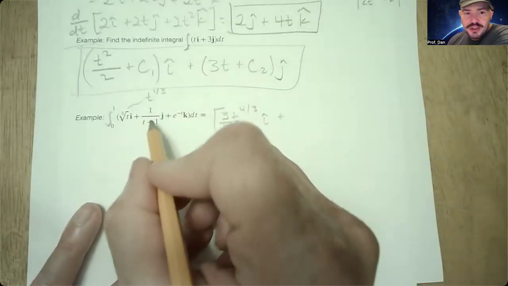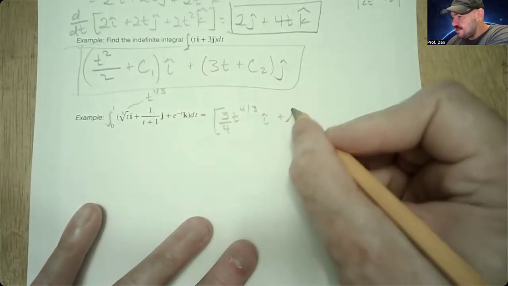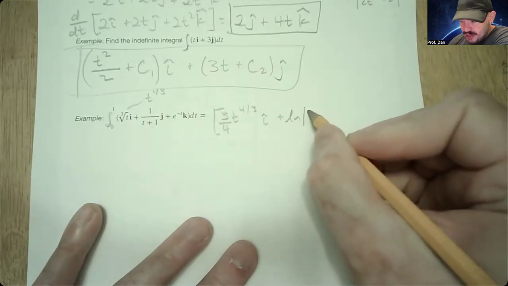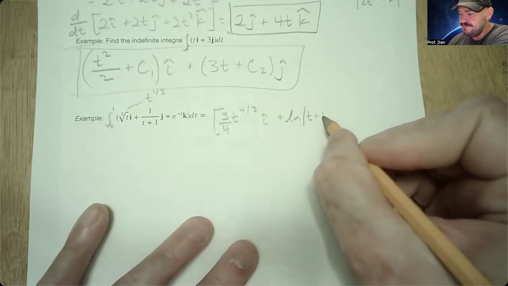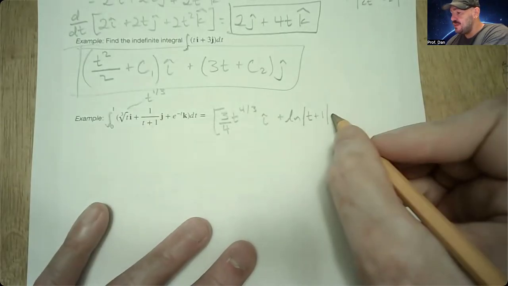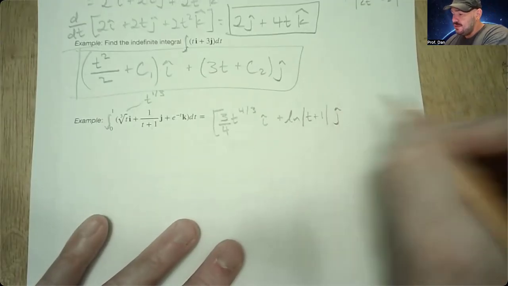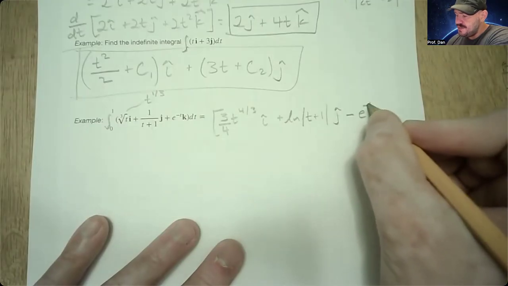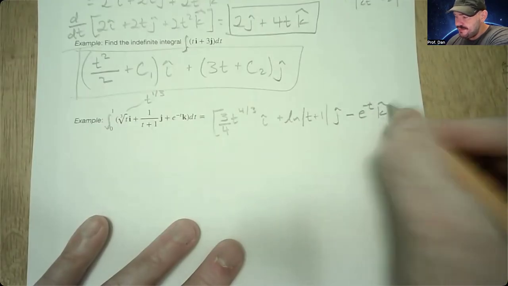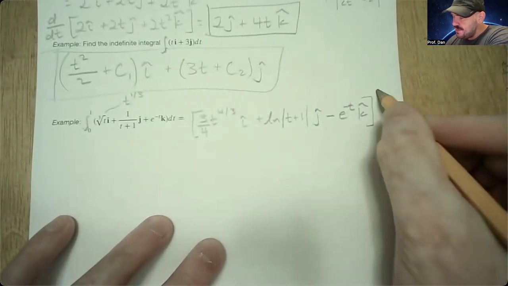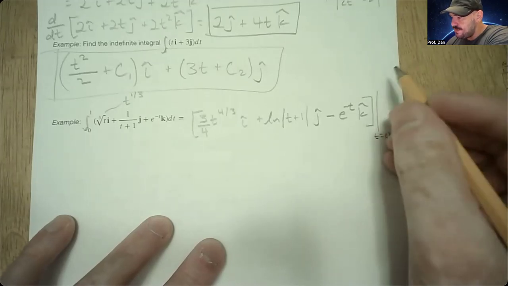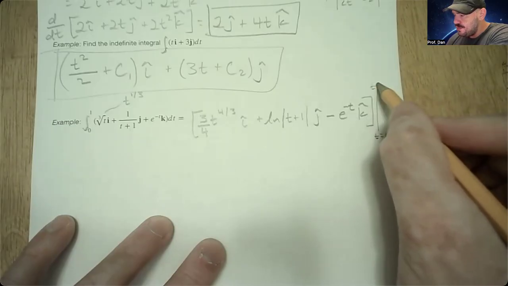So I don't write a plus c for this one. Now I mentioned here that the antiderivative is going to be the natural log. Remember, when you go backwards, it's natural log of the absolute value of the bottom. And then j, and then negative e to the negative t k. And we're going to evaluate that from t equals 0 to t equals 1.